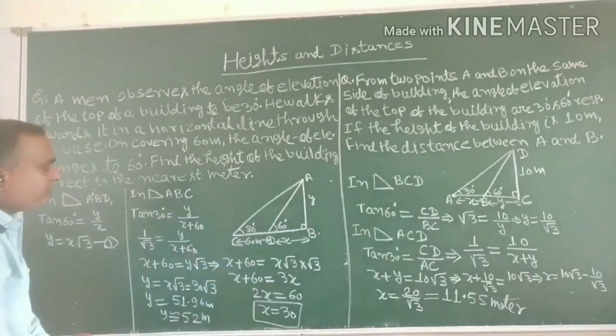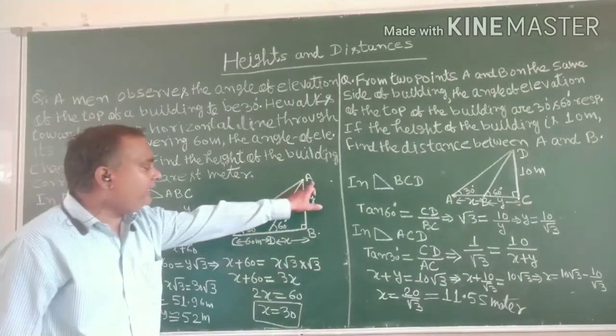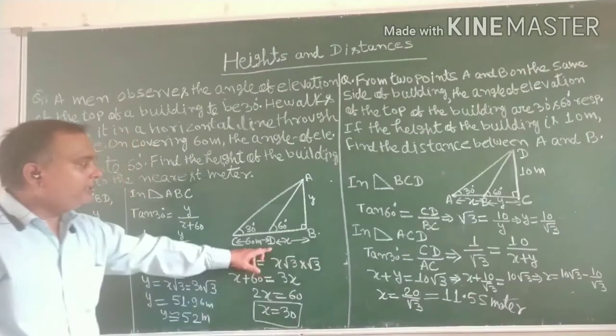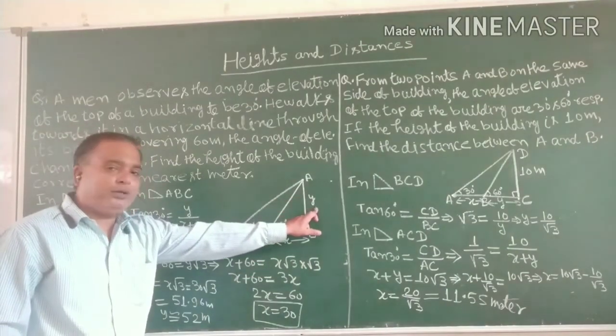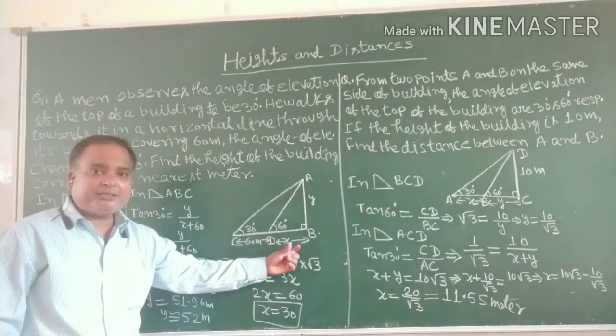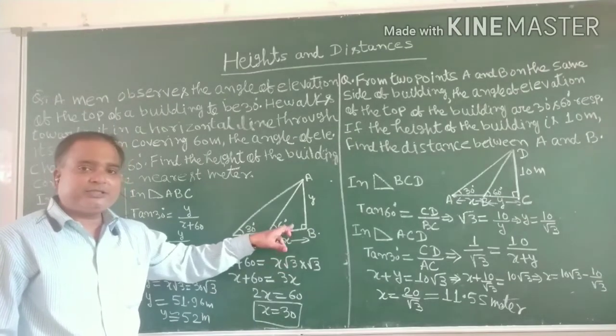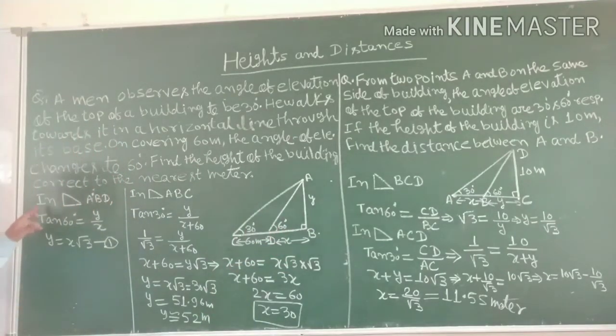So first we take the right angle triangle ABD. Y is the perpendicular, X is the base, and the value of theta is 60 degree. So we can write in right angle triangle ABD, tan 60 degree equal to Y upon X, or Y equal to X root 3. That is our equation number 1.